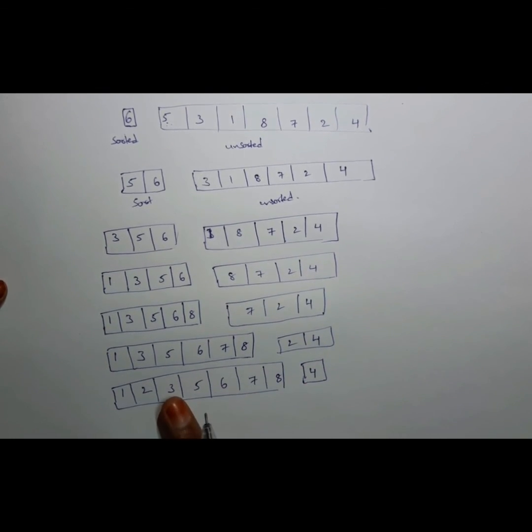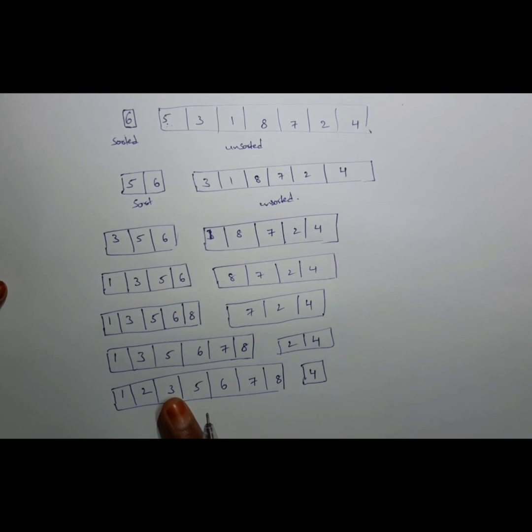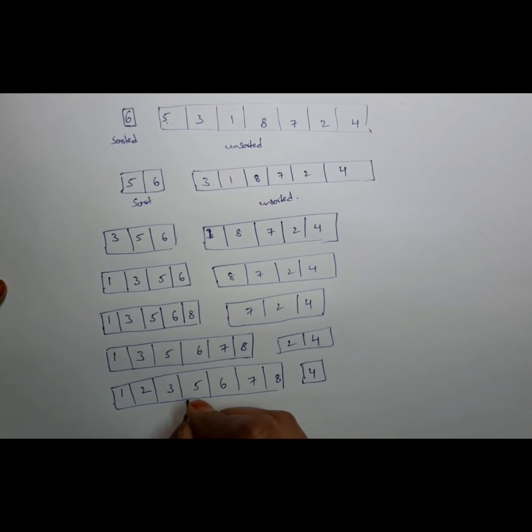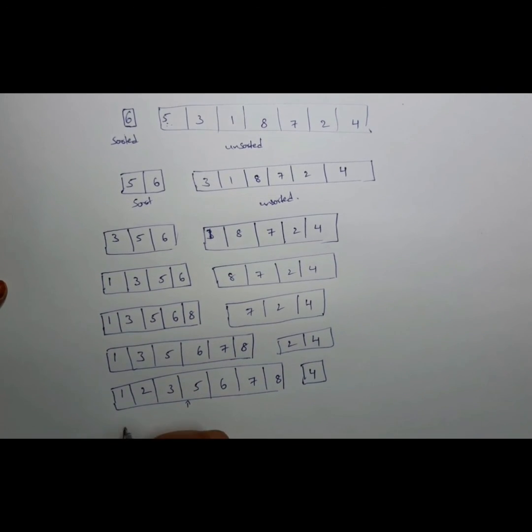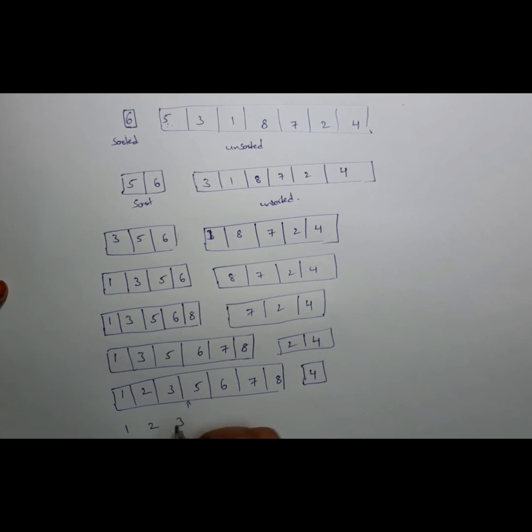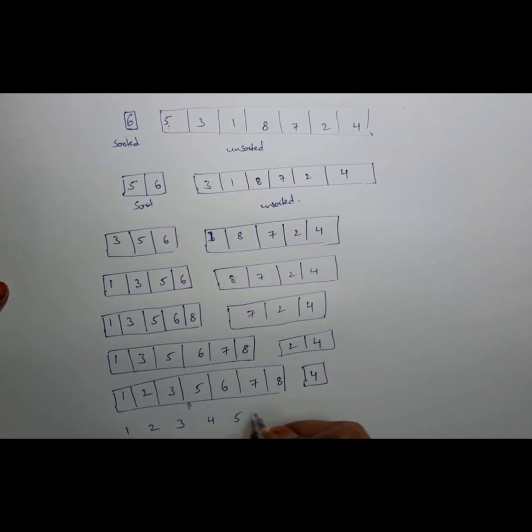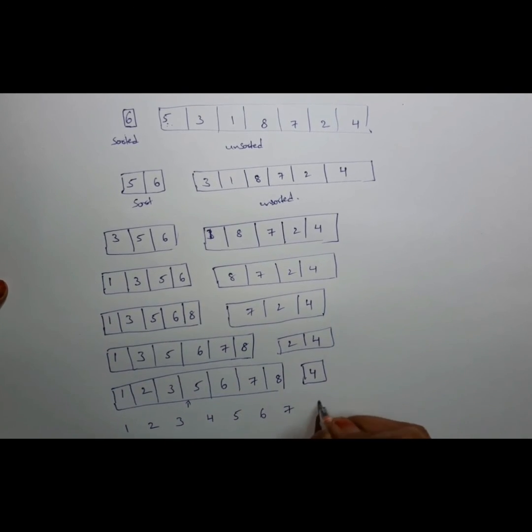Comparing element 4 with 3. 4 is greater than 3. Here also there is no possibility. Now I am comparing element 4 with 5. 4 is smaller than 5, so I can insert the element 4 in this position. That is 1, 2, 3, 4, 5, 6, 7, 8.